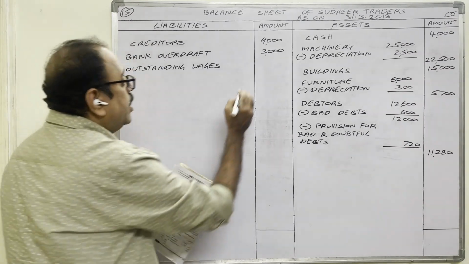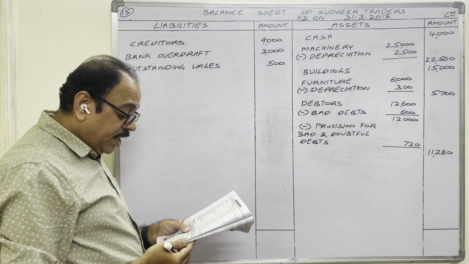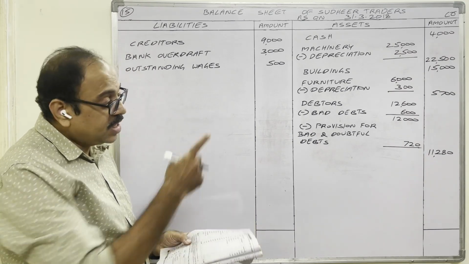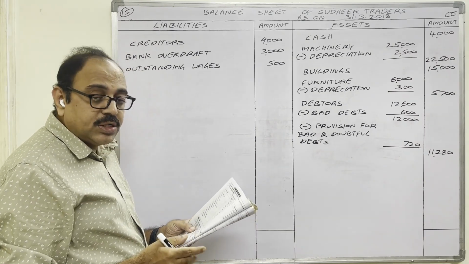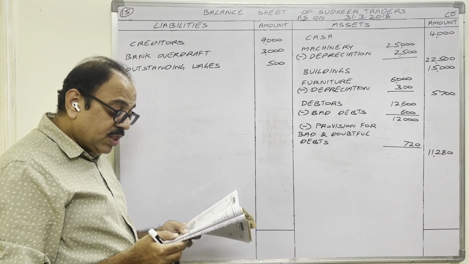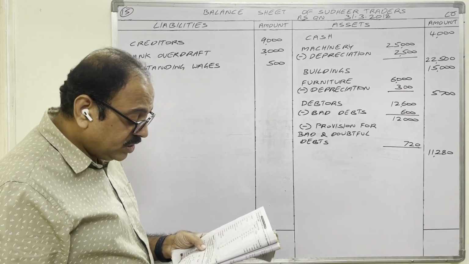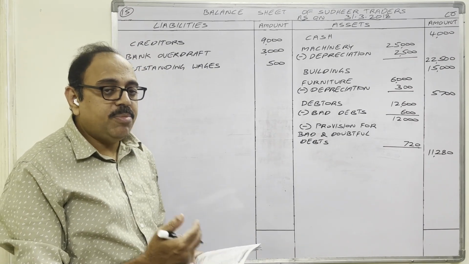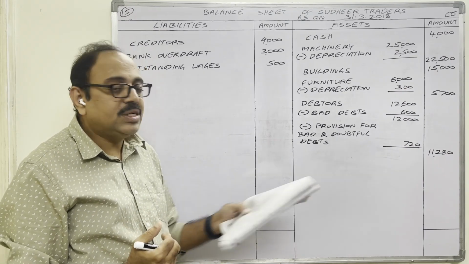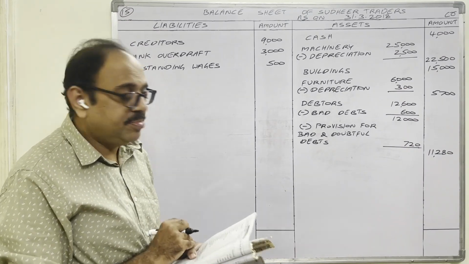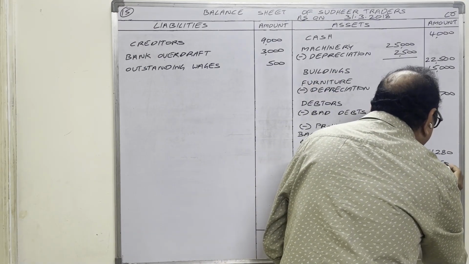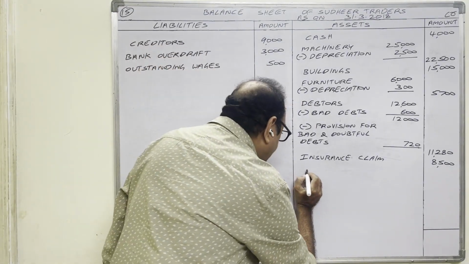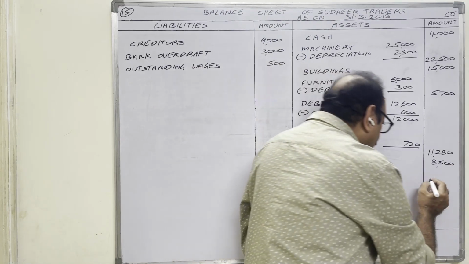Outstanding wages 500 rupees. Fourth adjustment, write off 600 as bad debt and create provision for bad and doubtful debt 6%. Completed. Interest on drawings we'll see afterwards. Stock worth 12,000 destroyed by fire and the insurance company admitted a claim of 8,500. So from the insurance company money should come. It is an asset. So asset side. What to write? Insurance claim. 8,500 should come now. Write down that. Then finally on the asset side closing stock is left. Write down that. Closing stock amount 16,400.